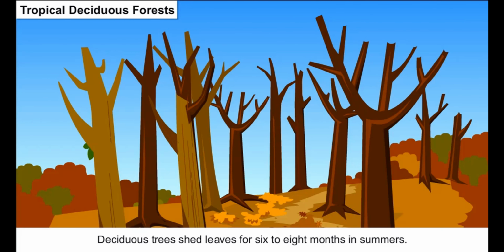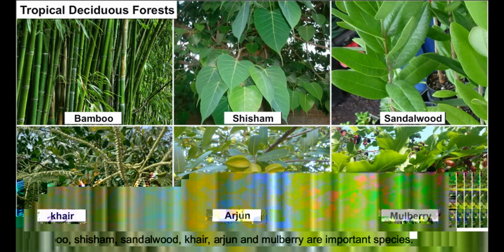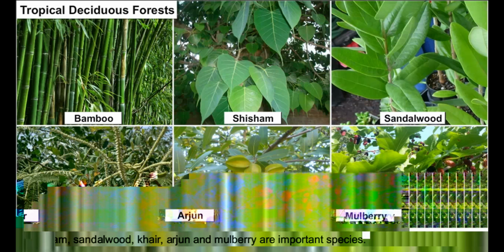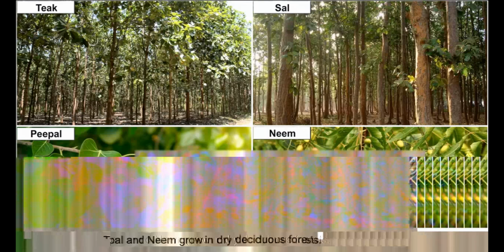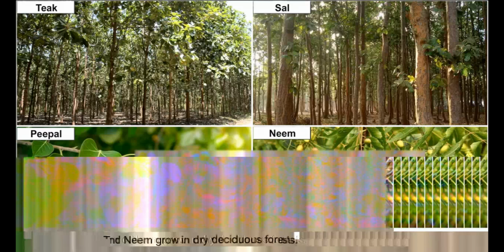Bamboo, shisham, sandalwood, kher, arjun, and mulberry are important species. Teak, sal, peepal, and neem grow in dry deciduous forests. Animals inhabiting these forests include lion, tiger, pig, deer, and elephant, besides a huge variety of birds, lizards, snakes, and tortoises. 3. Tropical thorn forests and shrubs grow in regions receiving less than 70 centimeters of rainfall.